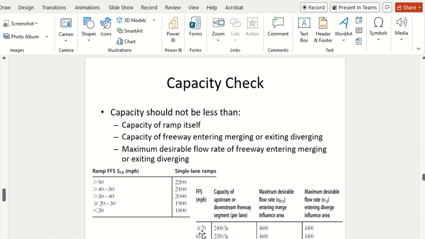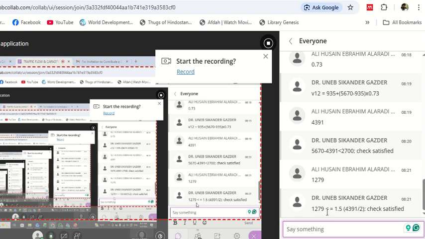Second capacity check, for free flow speed of 70, the flow rate per lane on the ramp should be less than 2400. Okay, now in the outer lane the flow rate is 1279. In the inner lane, how much is this? If you do this 4391 upon 2, it will be less than 2400, right? 4391 upon 2 will be something less than 2400. Okay, so this check is also satisfied.